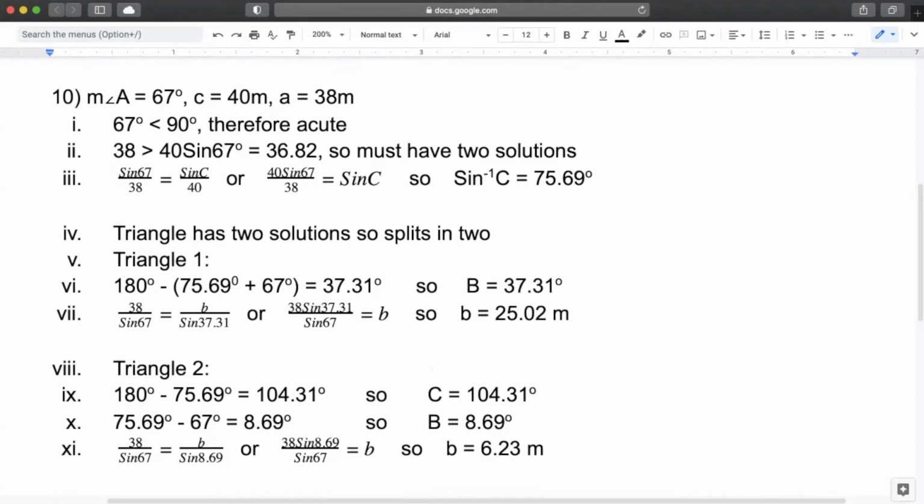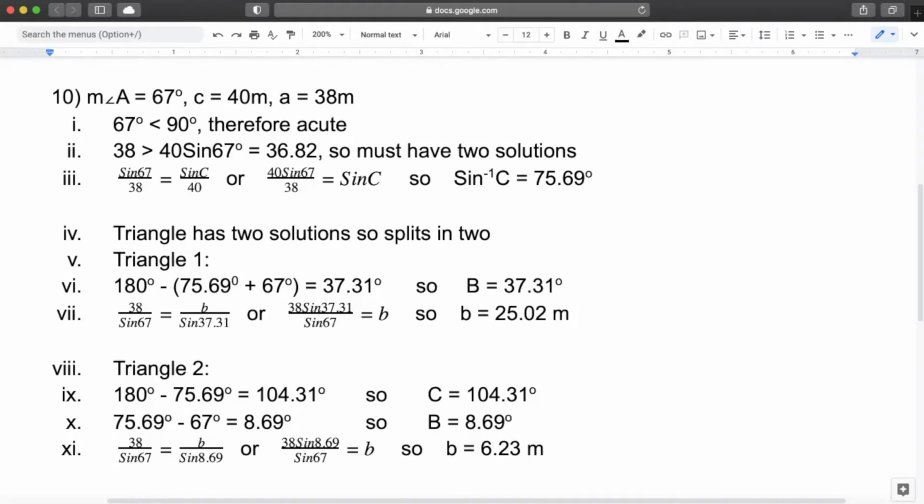And so plugging this in, we're going to have side A compared to side C, 40, times the sine of A, which is 67, and this 40 times sine 67 will equal 36.82, and that is going to be less than 38, or rather, side A is going to be greater than the multiplication of sine A and side C. Therefore, we're going to have two solutions.